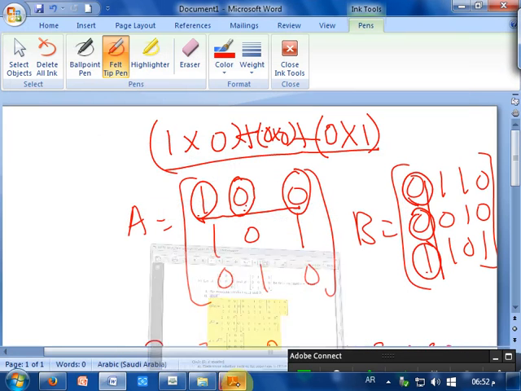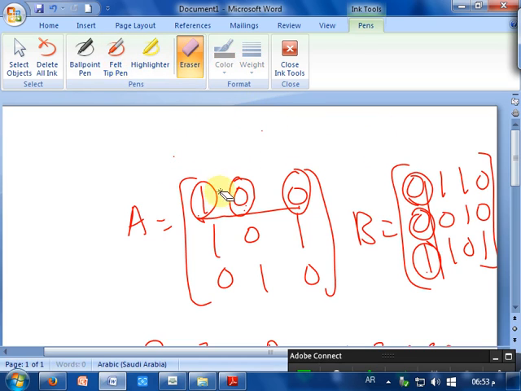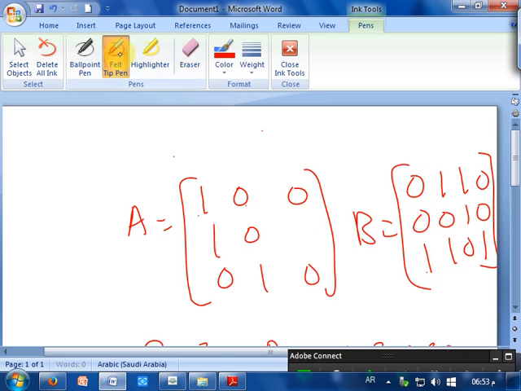But here in the Boolean product, for multiplication you have to do AND, either true or false. True and false is false. Following? Instead of multiplication you put AND, and instead of plus you put OR. What is this number 1?